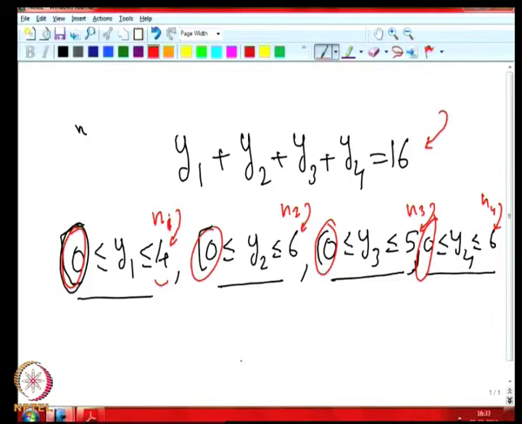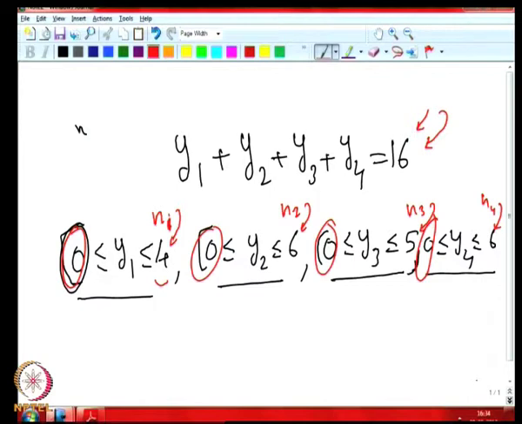The corresponding balls and boxes problem is that we have 16 identical balls, and we want to place them into labeled boxes: first box, second box, third box, and fourth box. The first box can hold at most 4 balls, the second box at most 6 balls, the third box at most 5 balls, and the fourth box at most 6 balls. How many ways can you distribute 16 identical balls into these 4 labeled boxes with these constraints? This is the corresponding balls and bins question. Anyway, we can try to solve it here.